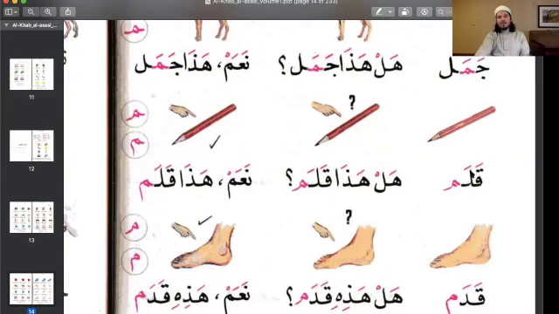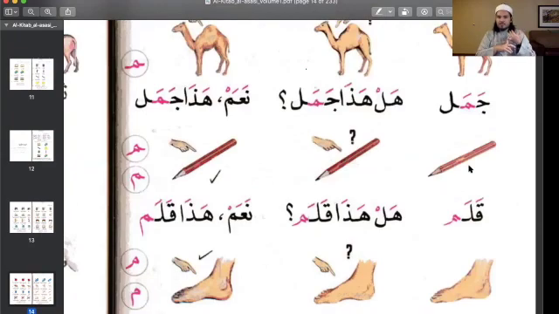All right. Nia. Wait, is that a lamb? It's connected. قلم. هل هذا قلم؟ Here we want to make sure that we're not adding an extension, because we have a short vowel. So qalam. نعم هذا قلم. Good.